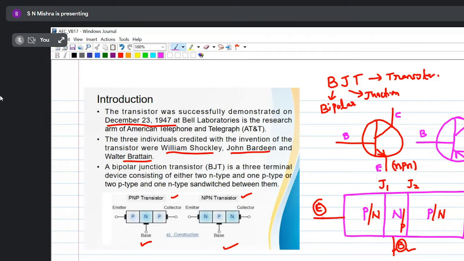So we have seen the structure, types NPN and PNP, who developed them and when, and basically this is one layer sandwiched between two layers. If I take NPN, the P layer is sandwiched between two N-type materials. If I take PNP, then the N-type is sandwiched between two P-type materials. So that is shown here.